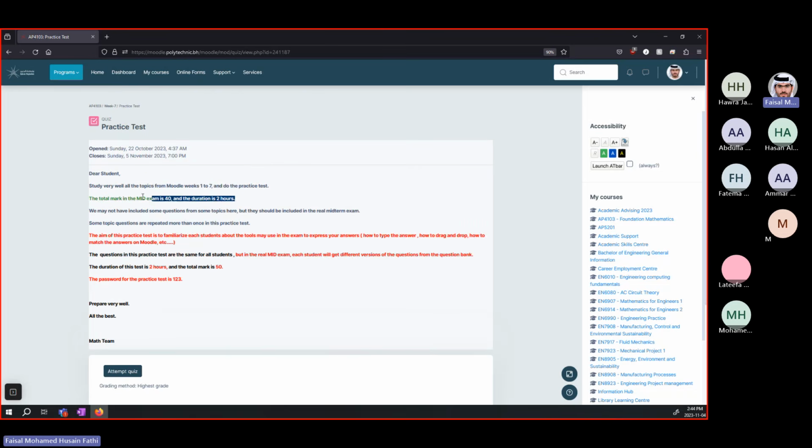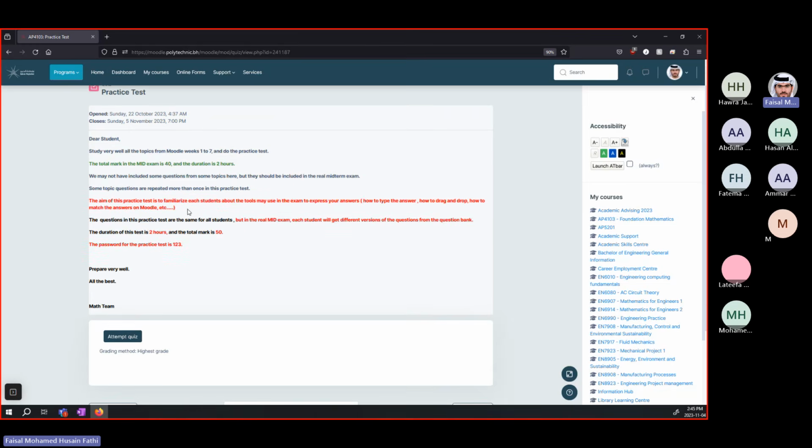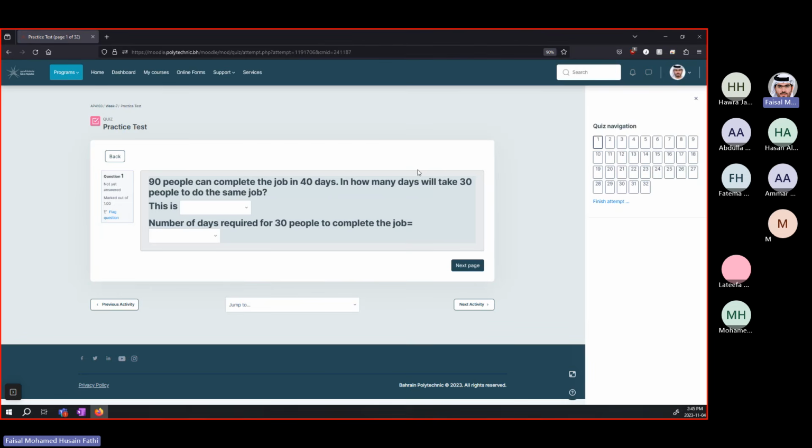Study very well all the topics in week 1 to 7. Total mark in the mid exam is 40. Duration is 2 hours. We may not include some questions from some topics, but they may be included in the real midterm exam. Meaning not only the questions you see here exactly, there may be other questions from the same topics. Some topics are repeated more than once in this practice test. The aim of this practice test is to familiarize each student with the tools you may use, so it shows you how to use Moodle while solving. The question is the same for all students, but in the real mid there will be different versions. And the password is 1 2 3, no need for a password.